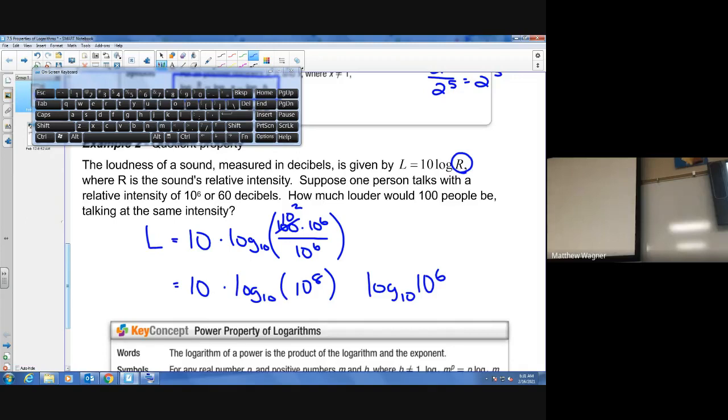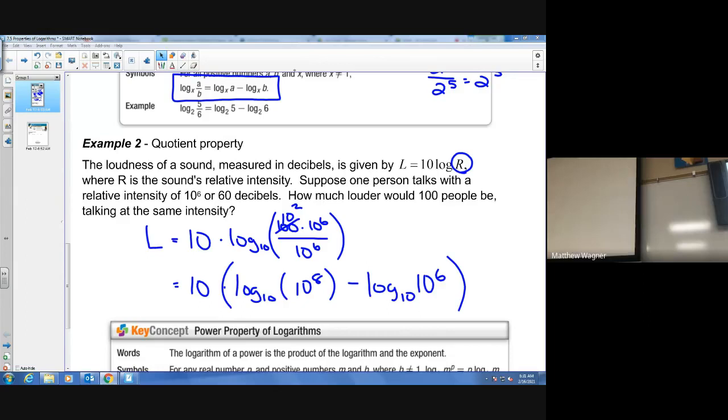And then what we're doing is we're subtracting those each. We're trying to figure out how these numbers relate. So we have 10 to the 8th, 10 to the 6th, and we're subtracting those logs using that property from above. Log base 10 of 10 to the 8th, or 10 to what power is 10 to the 8th? Hopefully that's pretty easy to see. It's going to be 8.